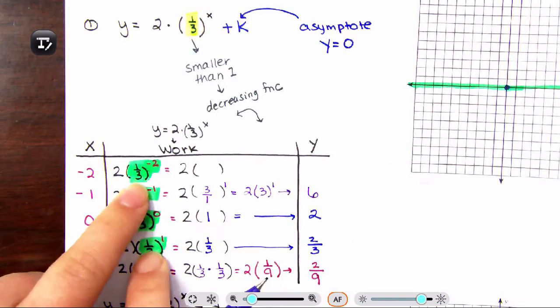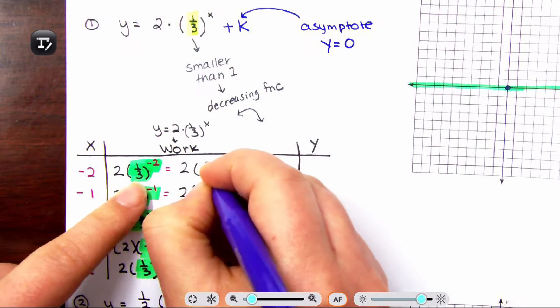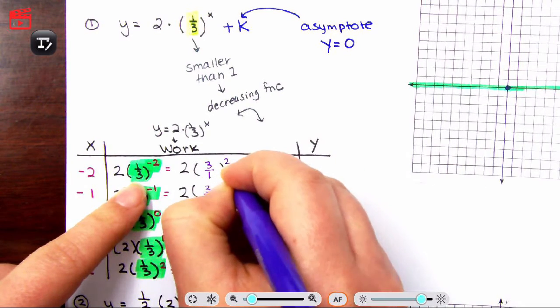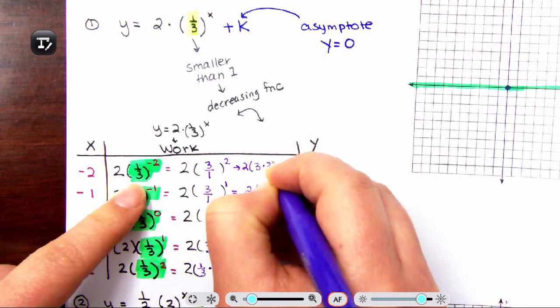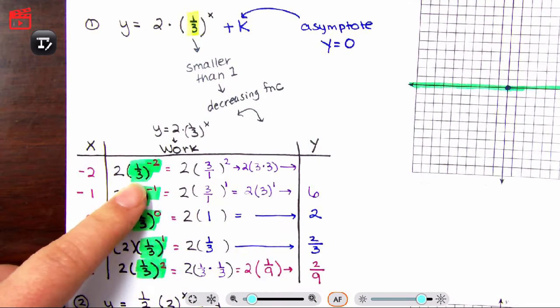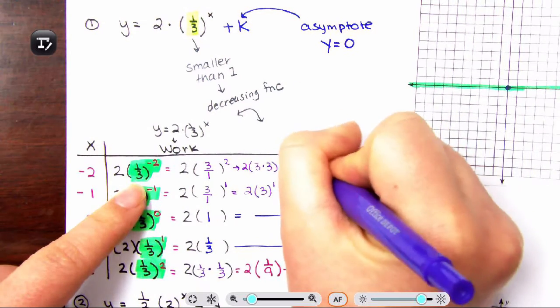And now we're doing the same thing for this one. Flip the fraction, remove the negative. So that means I get 2 times 3 times 3. 3 times 3 is 9. 9 times 2 is 18.